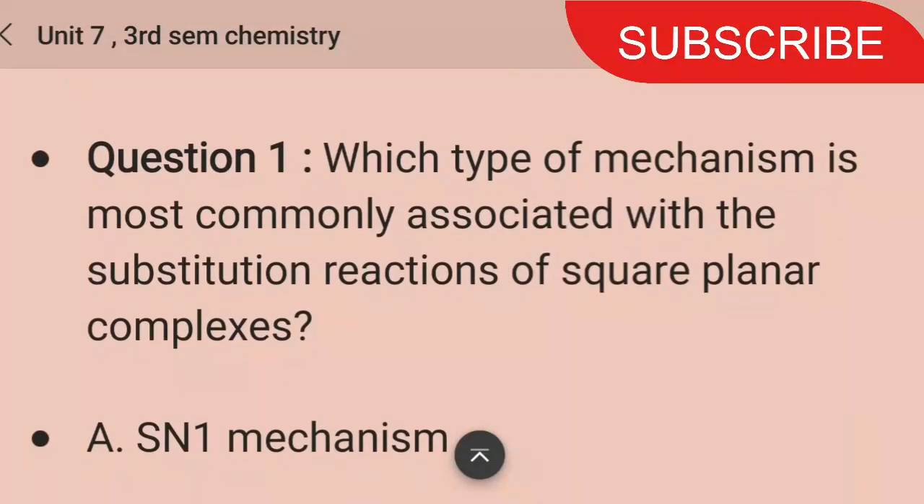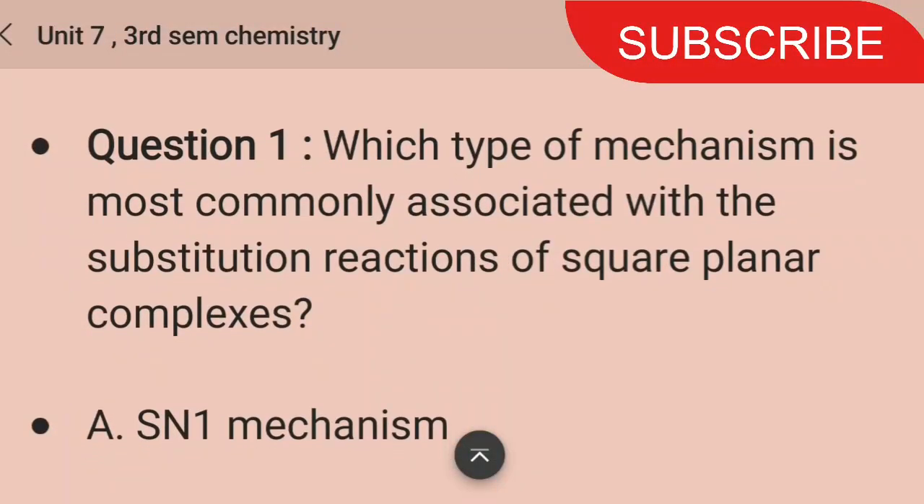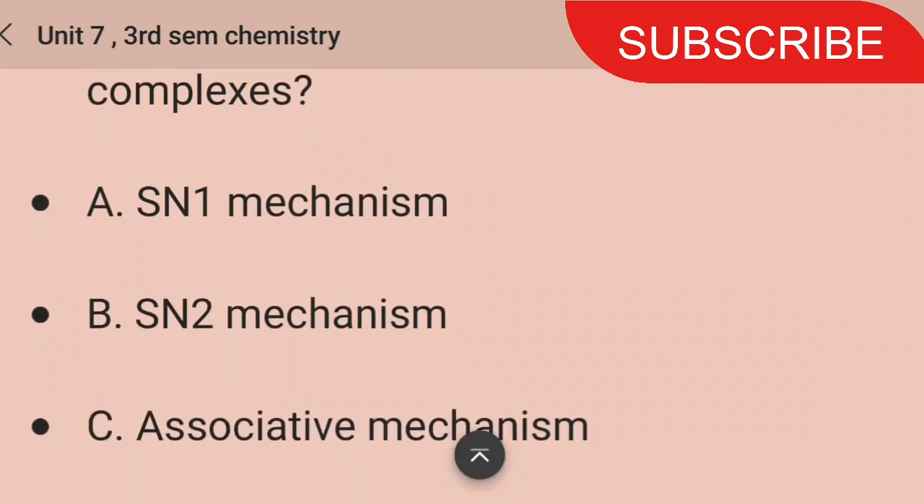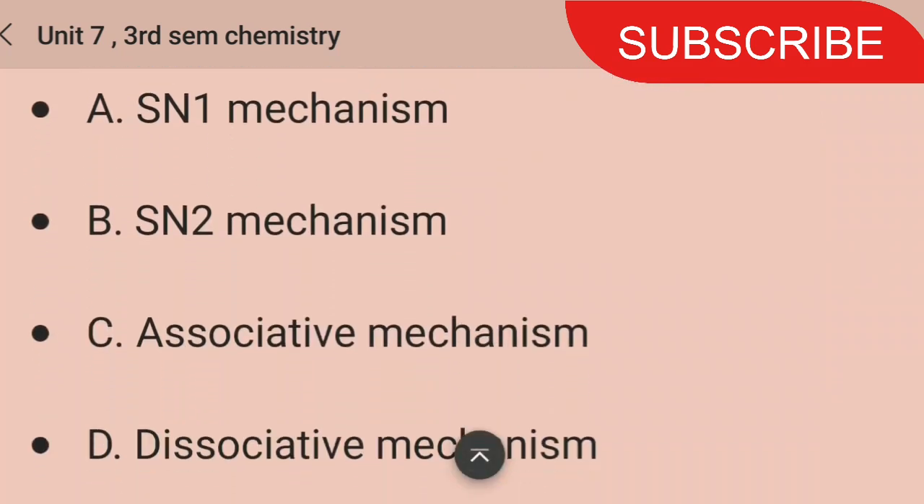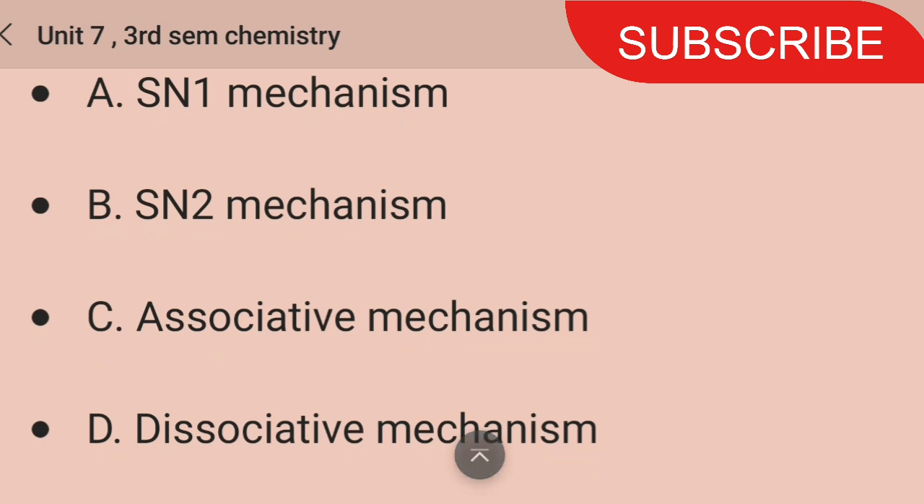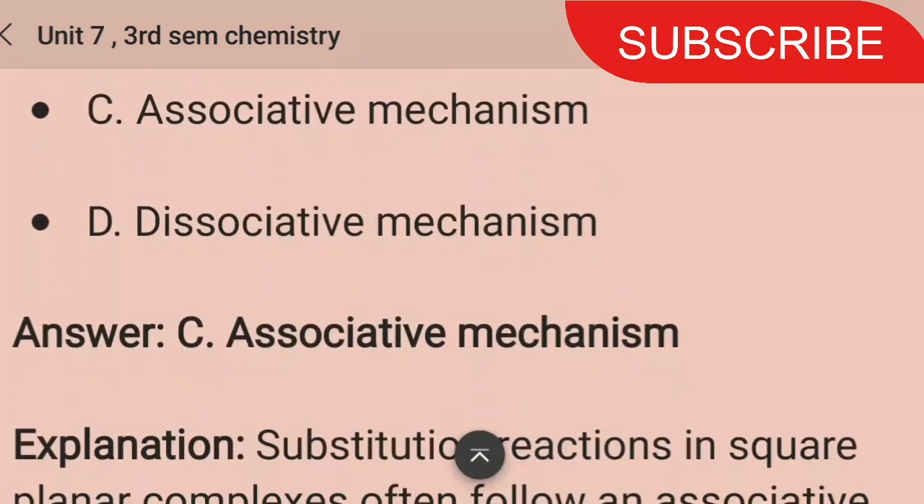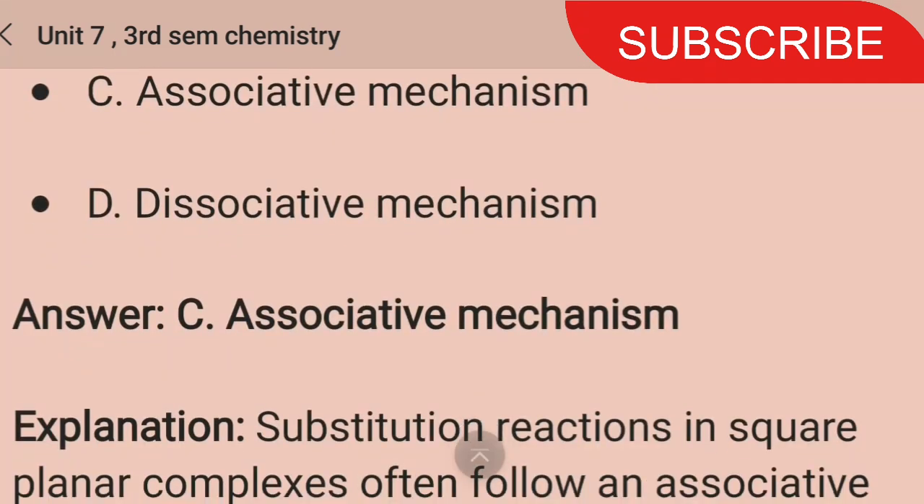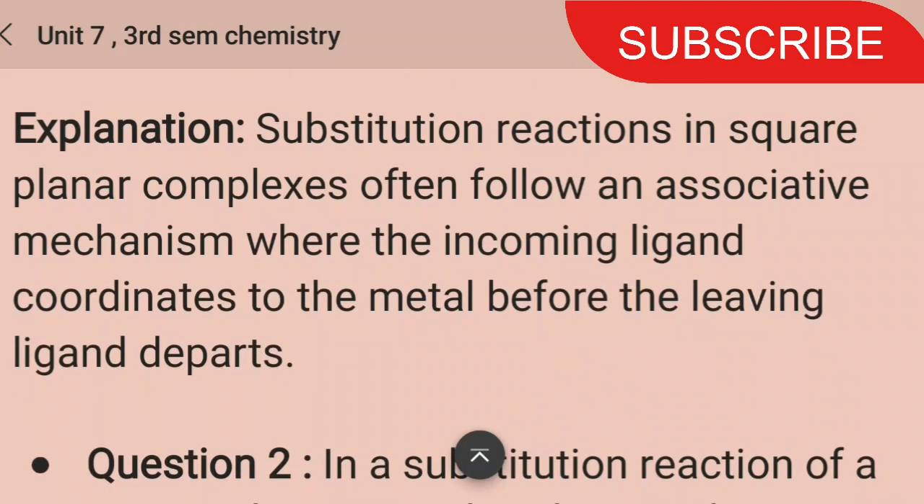First question. Which type of mechanism is most commonly associated with the substitution reactions of square planar complexes? A. SN1 mechanism, B. SN2 mechanism, C. associative mechanism, D. dissociative mechanism. And the answer is option number C, associative mechanism. Explanation. Substitution reactions in square planar complexes often follow an associative mechanism where the incoming ligand coordinates to the metal before the leaving ligand departs.